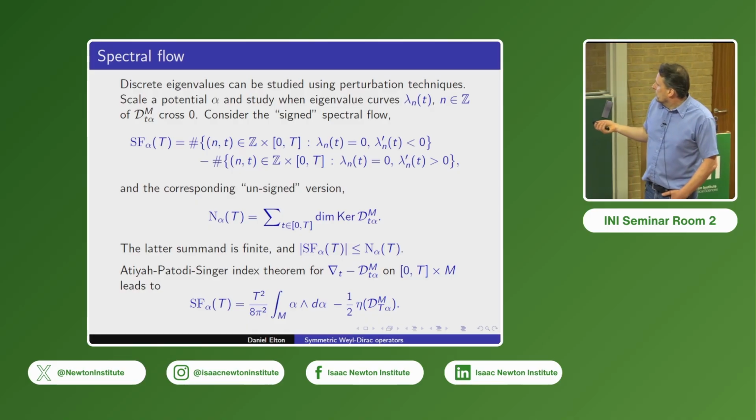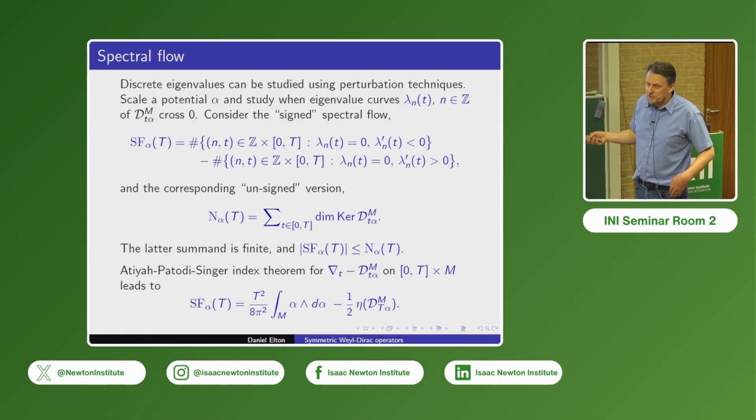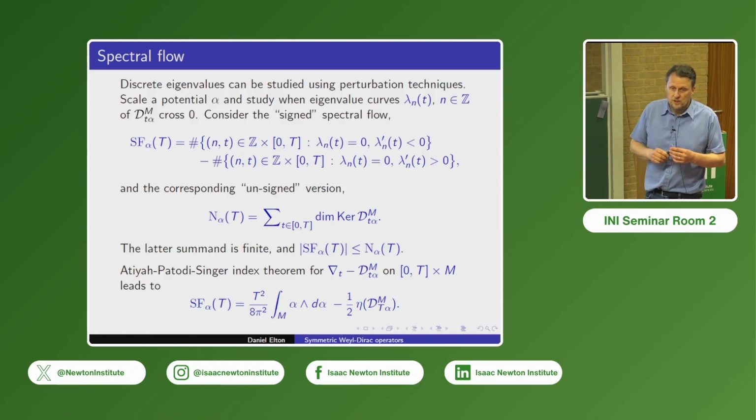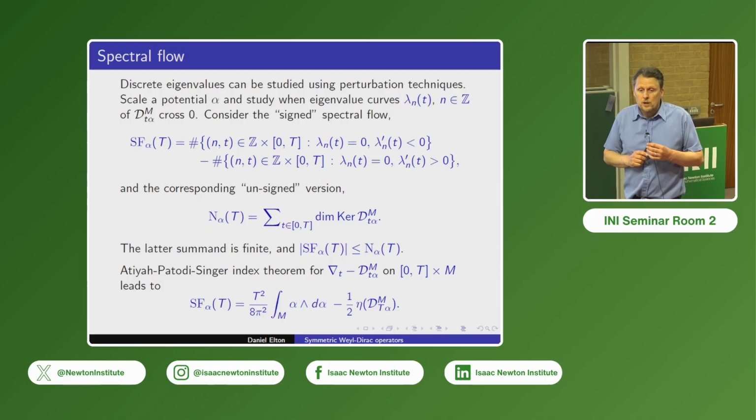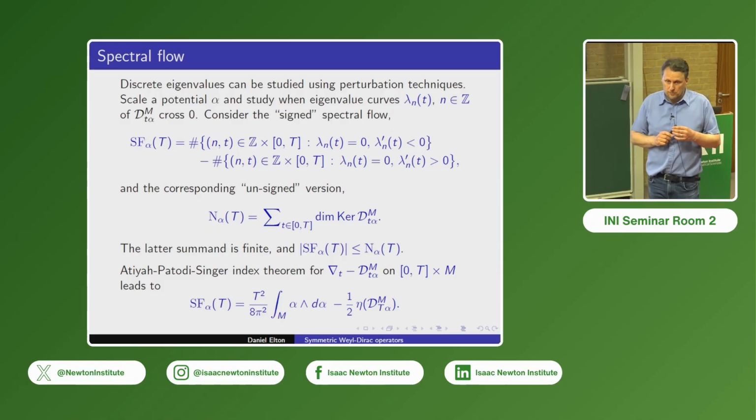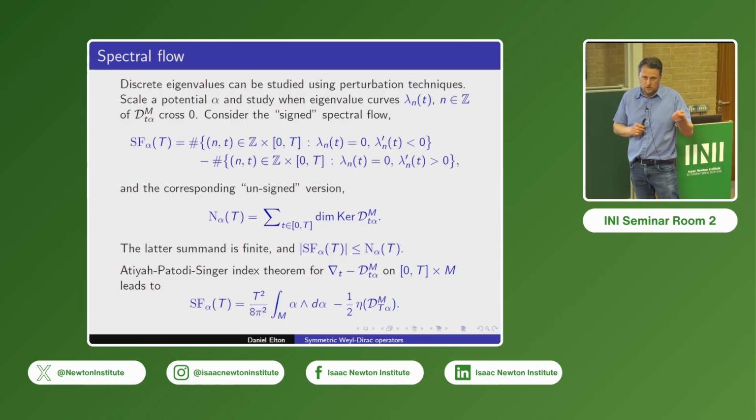Okay, so this bit here is fairly... Alpha was the potential? Sorry. Alpha is the potential here. Alpha is the, yeah, it's the one form, the magnetic potential.